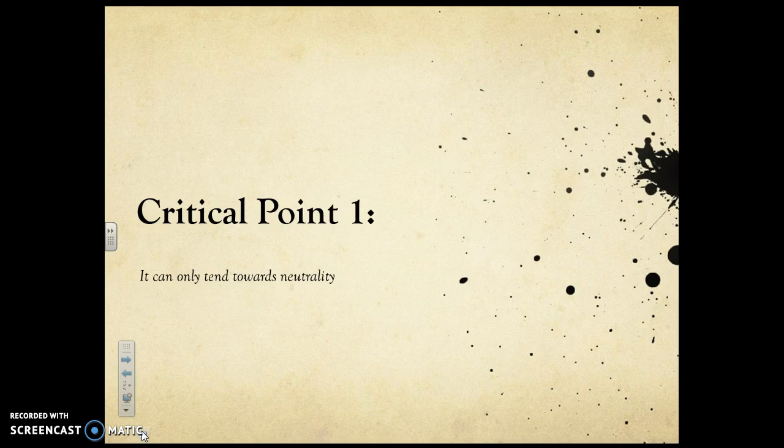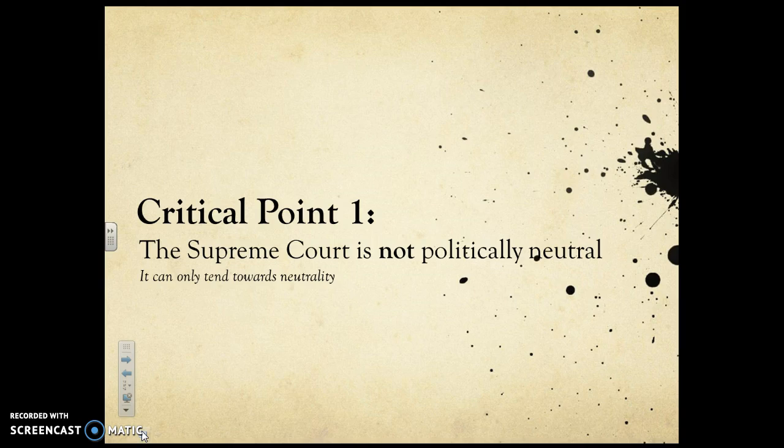What do we take from this? What's the critical point? Critical point number one is that the Supreme Court is not politically neutral. It only tends towards neutrality. And that assumption is based upon the White House changing hands on a fairly regular basis, and obviously presidents not making too many catastrophic errors. But the critical point number one, the Supreme Court is not politically neutral. It will at any time exhibit a bias towards the conservative or the progressive. And that's just the way it is. Tough. If you don't like it, well, don't go to America.